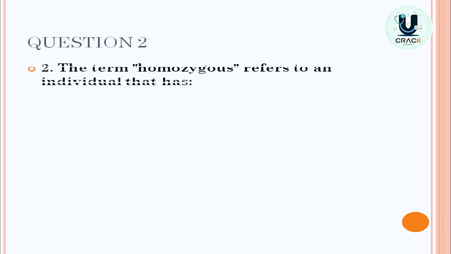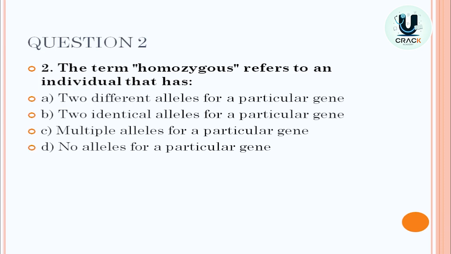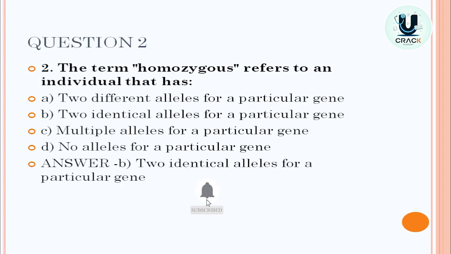Question number 2. The term homozygous refers to an individual that has option A, two different alleles for a particular gene. B, two identical alleles for a particular gene. C, multiple alleles for a particular gene. D, no alleles for a particular gene. Answer B, two identical alleles for a particular gene.